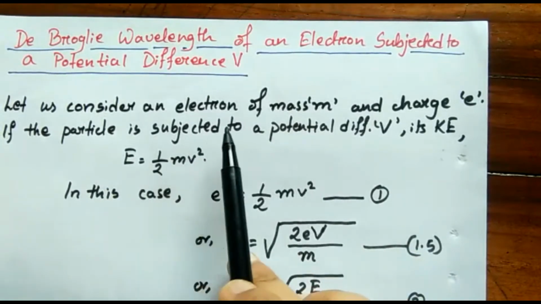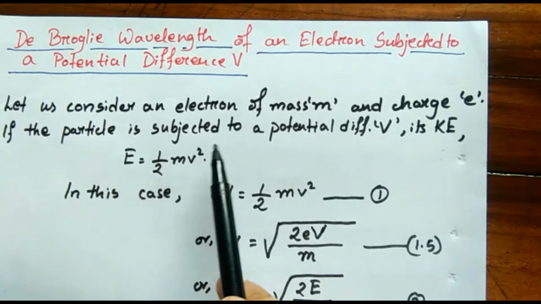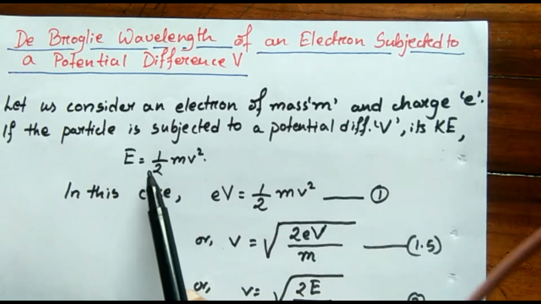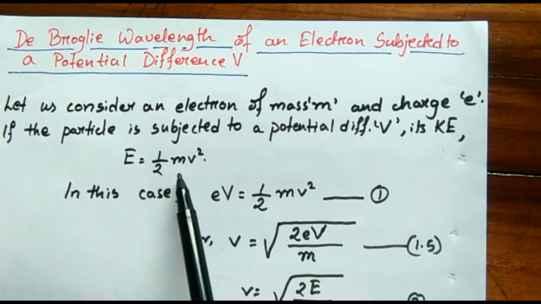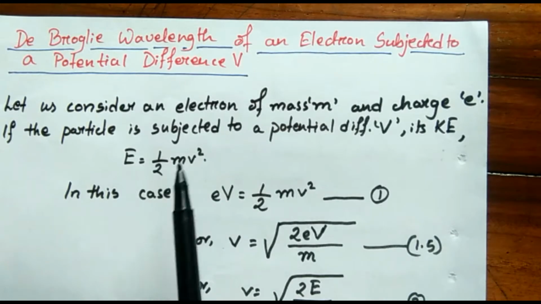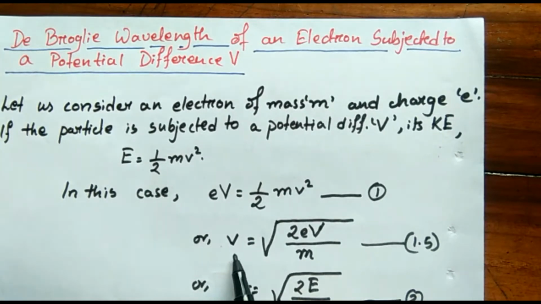So let us consider an electron of mass m and charge e. If the particle is subjected to a potential difference V, its kinetic energy E is equal to half mv squared. You already know that kinetic energy is half mv squared. So in this case, eV is equal to half mv squared, and this small v is equal to root over 2eV by m. We can write this one as this.